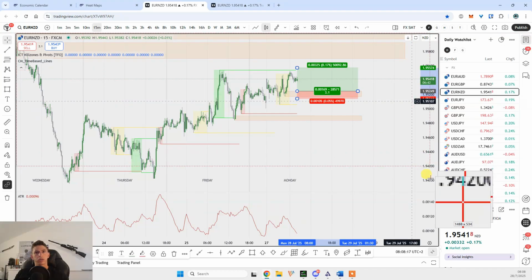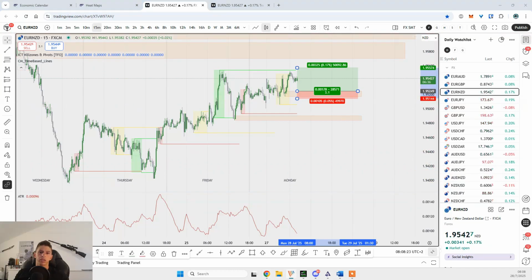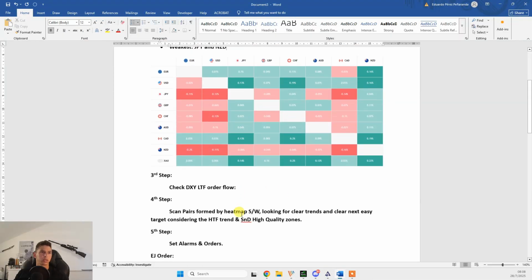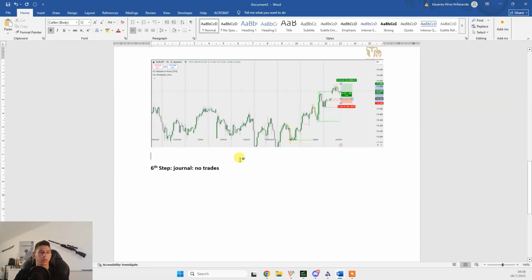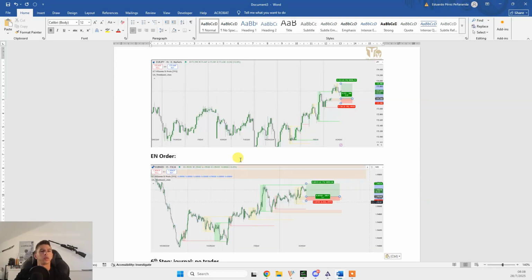Let's make a print. Set the corresponding alarms or set directly the orders. That's totally up to you, right? I'm gonna set the orders on my MT5 platform. So EURNZD, and that's it. In both we have over 3 hours in potential profit.